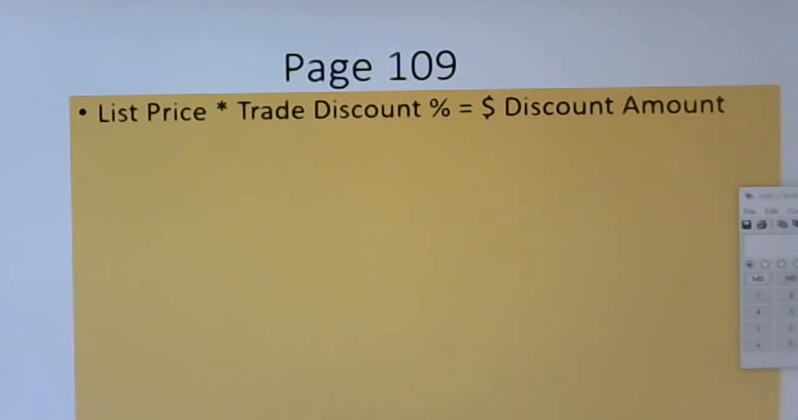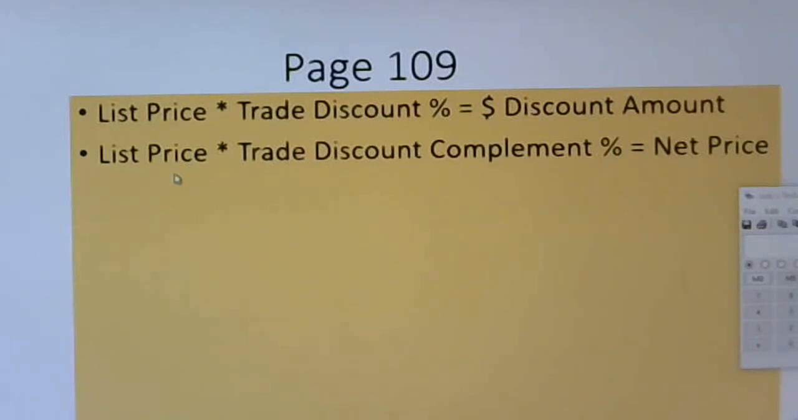So page 109 has part D, which has the problems for this. List price times the trade discount percent equals the discount dollar amount. You just have to understand this makes sense. List price times the complement is going to be the net price, what you're going to pay. List price times the savings percent gives you the savings in money. List price times the complement is what you're going to pay.